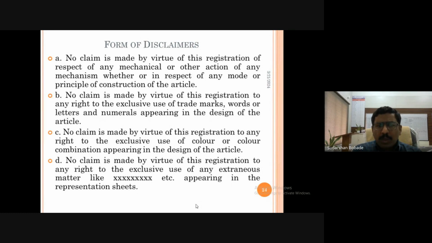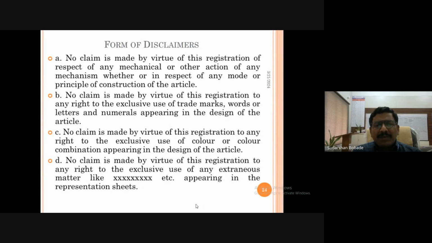So to have the maximum potential worth available with that particular design, we are supposed to avoid such a foolish mistake. Why would we be interested in anyone's trademark or remark along with our own design? So it is always good not to allow such things to be included inside the design. Next one, no claim is made by virtue of this registration to any right to the exclusive use of color or color combination appearing in the design of the article.